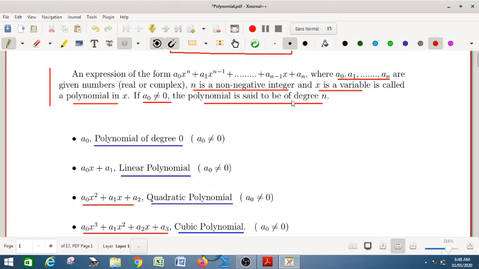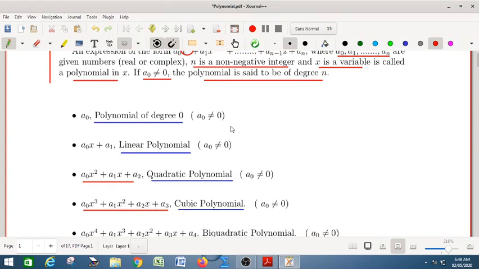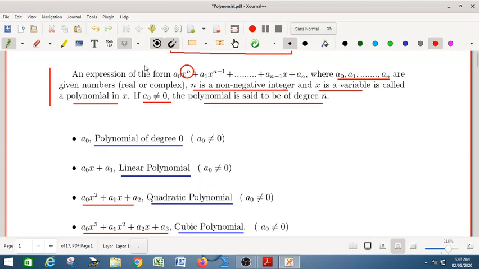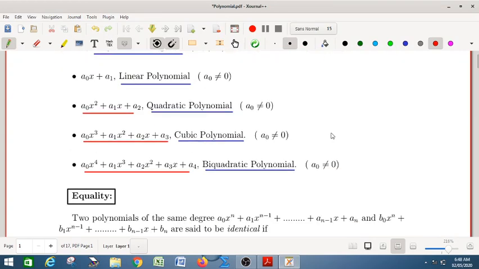Similarly we say nth degree polynomial if its power is n, and the coefficient of this highest power should not be 0. Similarly we'll say polynomial of degree 5 has x to the power 5 and so on. So this is how we give examples of polynomials.